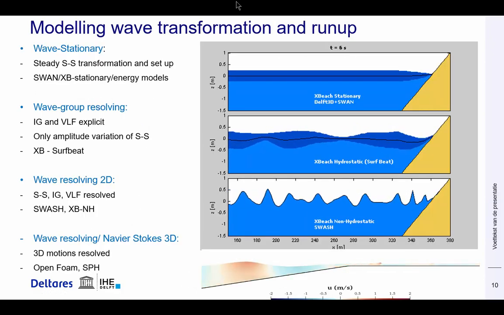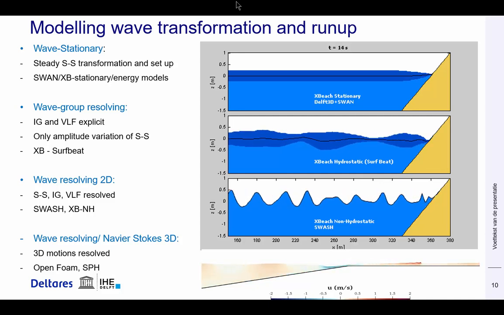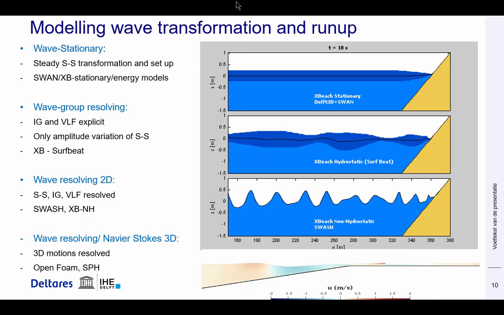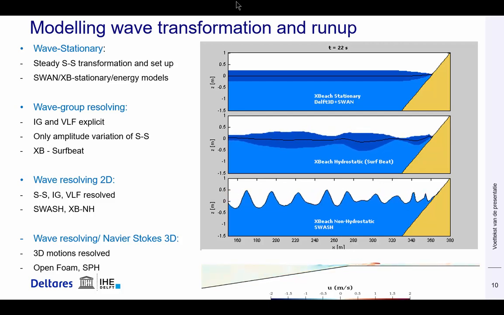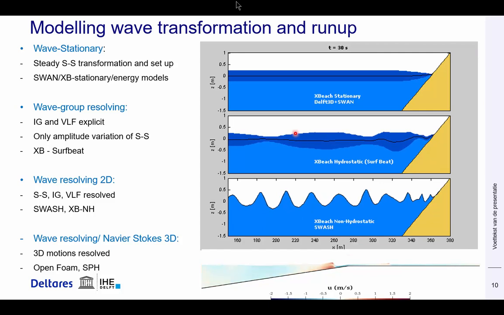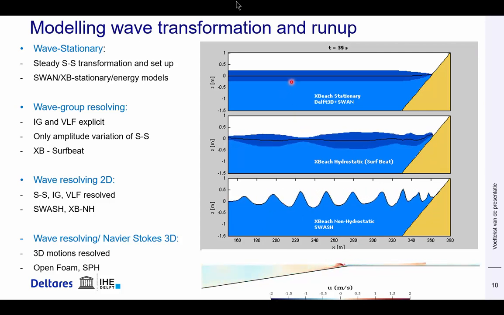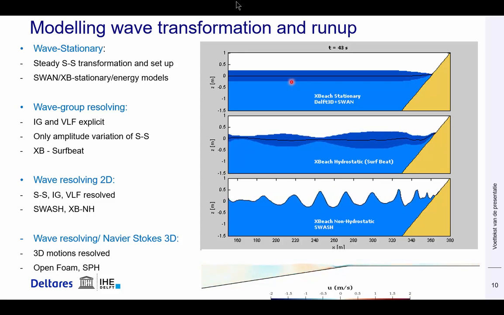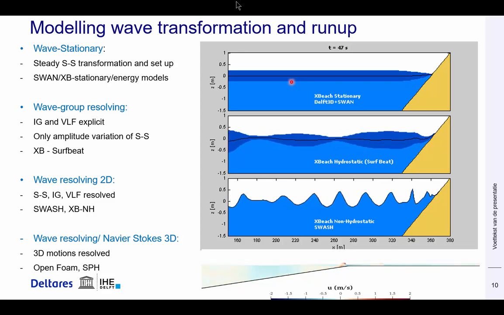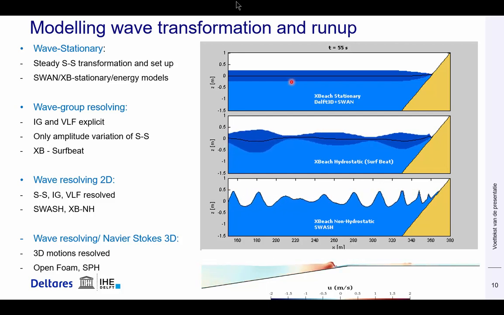So now I'll move on to modeling. How can we model these processes? We have a number of models available. I discussed 4 types here. First of all, you have the wave stationary models. And that's the top plot over here: they produce a steady wave height and a steady setup. So for instance, SWAN or XBeach stationary are 2 models that can do that, or any energy model will do the same.